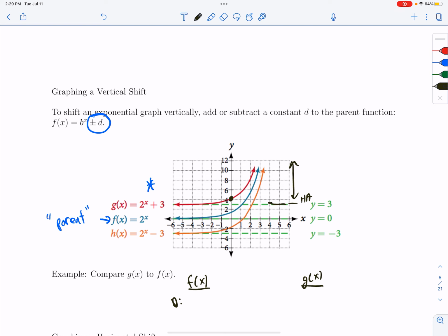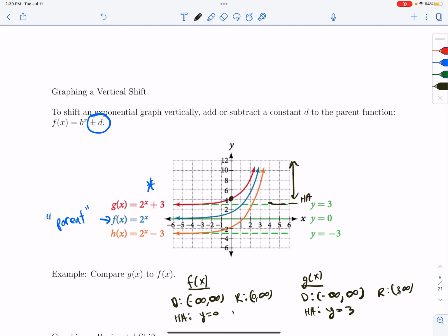So for f of x, the domain is all real numbers, and that's the same for g of x. As with any exponential function, the domain doesn't change. The horizontal asymptote, we're going to say for f of x is y equals 0. For g of x, I'm shifting that up 3 units. So this is y equals 3. I skipped the range for no reason. But the range corresponds to the horizontal asymptote. So the range for f of x is 0 to infinity. And for g of x, it's 3 to infinity.